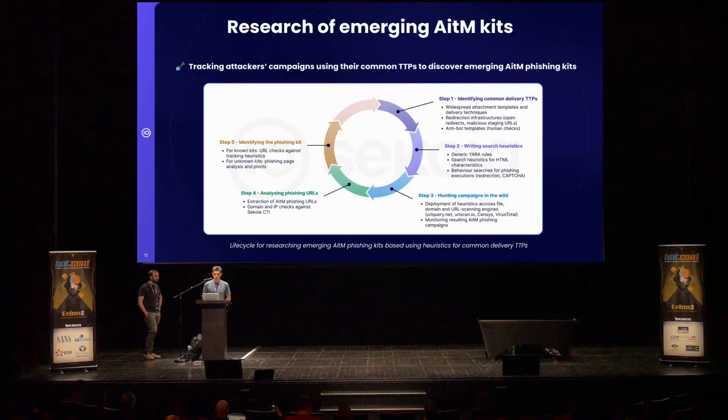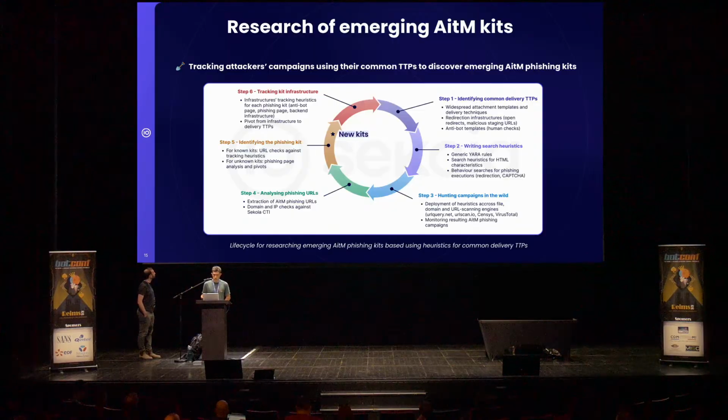If we don't know them, it is a potential candidate for a new emerging AitM phishing kit. And after that, for each phishing kit that we are following, we are writing some adversary tracking heuristic to unveil the adversary infrastructure for the redirection steps, the anti-bot pages, the phishing pages, and also the backend server. And using the result of this infrastructure, we can protect our client with the CTI, and we can also pivot from this infrastructure to delivery TTPs by analyzing their campaigns. And we can, again, continue this circle.